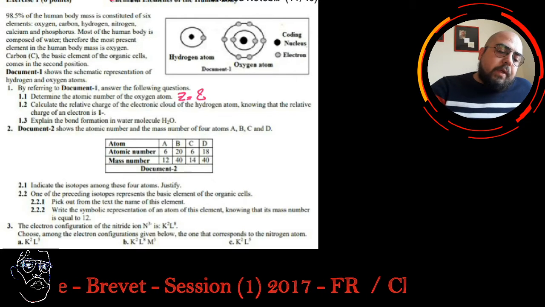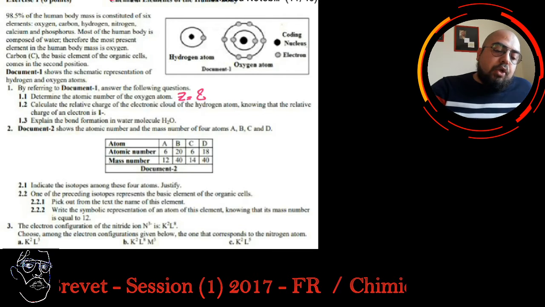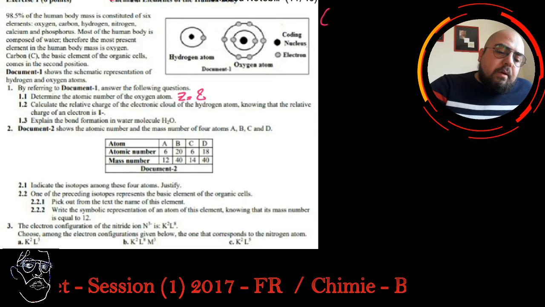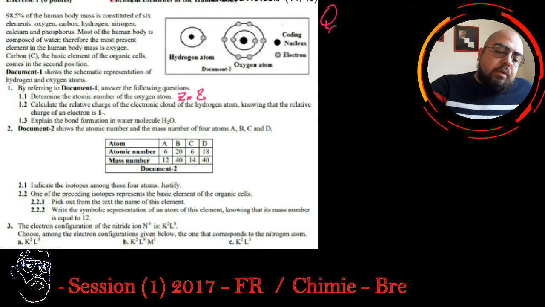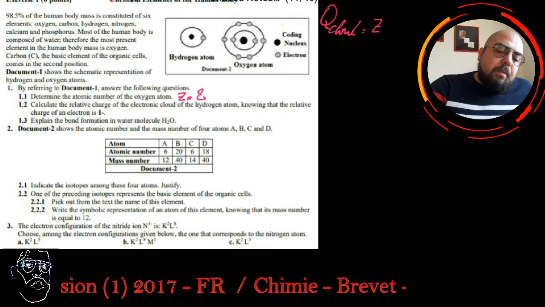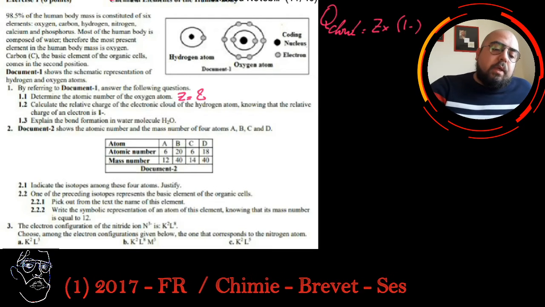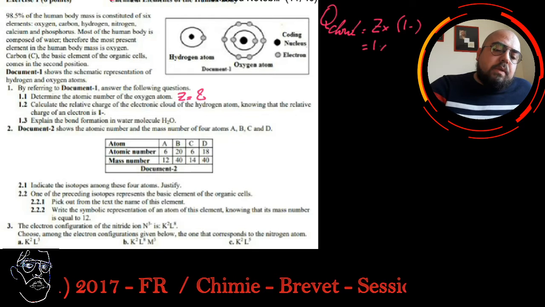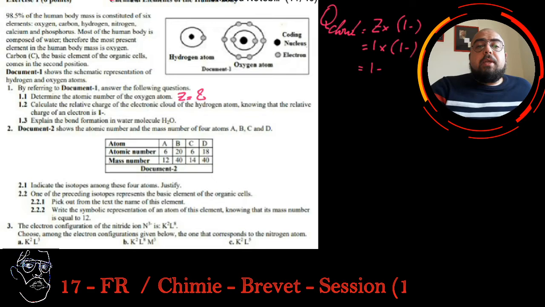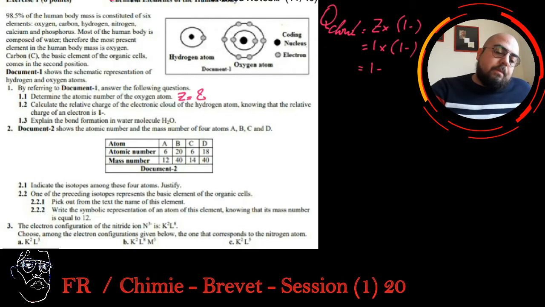Calculate the relative charge of the electronic cloud of the hydrogen atom, knowing that the relative charge of an electron is 1 minus. So the Q of the cloud is actually equal to Z, the number of electrons, times the relative charge of one electron. We have one electron times 1 minus, so it will remain 1 minus. This will be the relative charge of the cloud of the hydrogen atom.